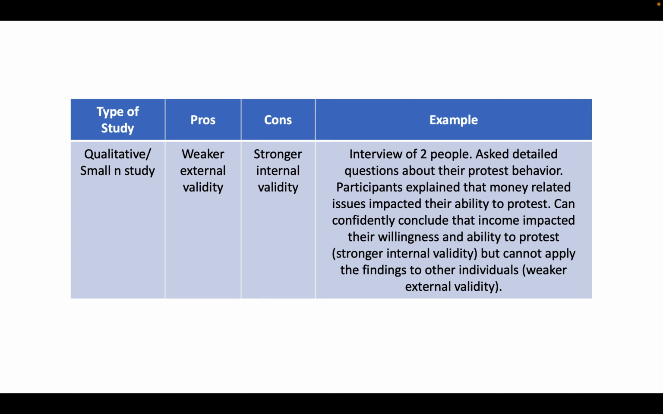In our example, the participants explained that money-related issues impact their ability to protest. So, can't afford to protest as much. So we can confidently conclude that income impacted their willingness and ability to protest, stronger internal validity, but it's hard to generalize this to other individuals on a larger scale, or weaker external validity.